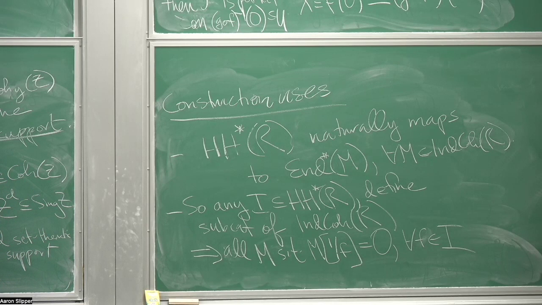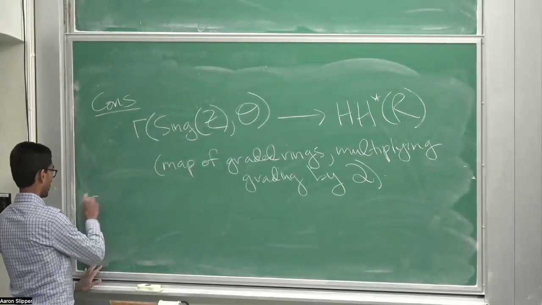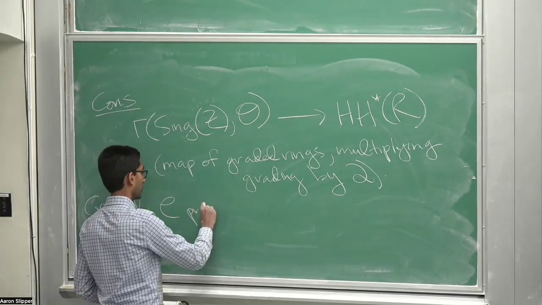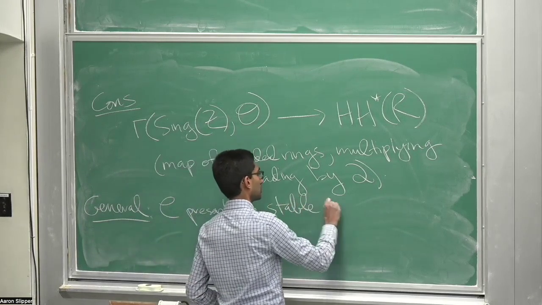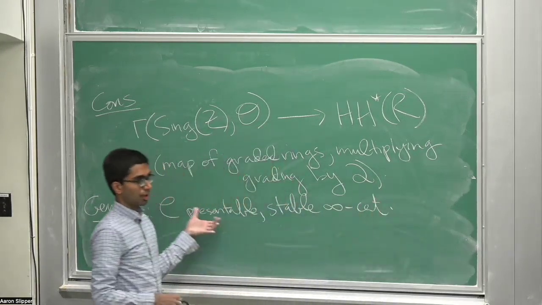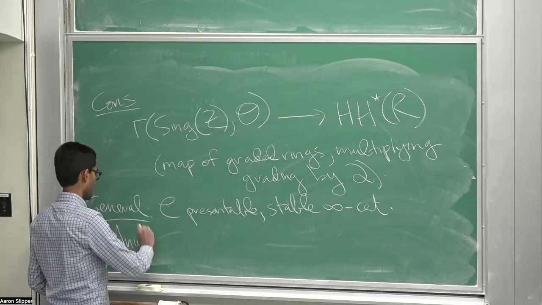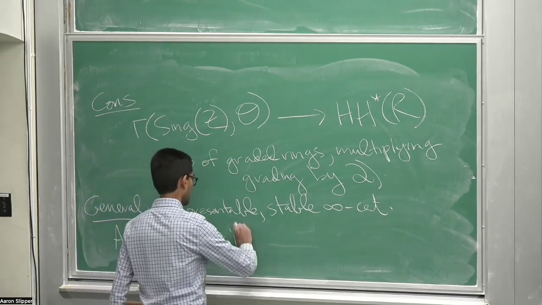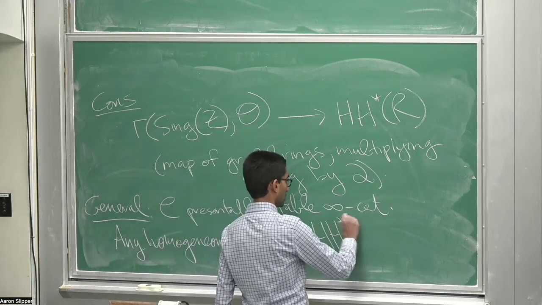Yeah, sorry, maybe I should have just written that explicitly. Here's the general thing that I probably should have said earlier. If C is a presentable stable ∞-category, then you can define the Hochschild cohomology of C, and then take any homogeneous ideal I sitting inside the Hochschild cohomology of C.